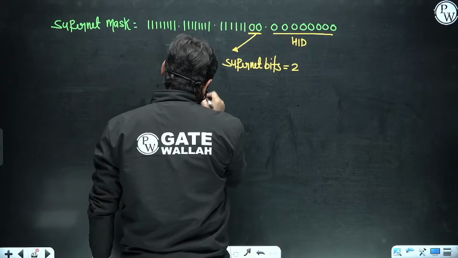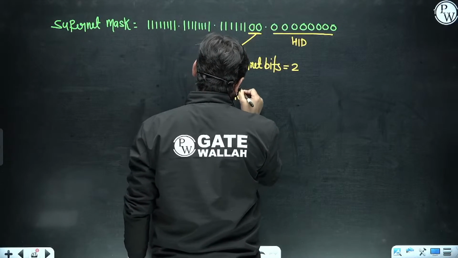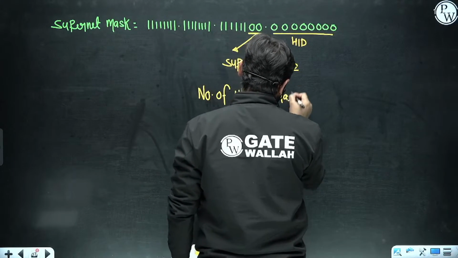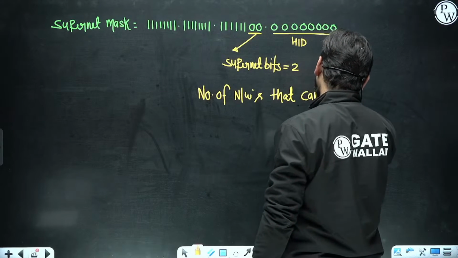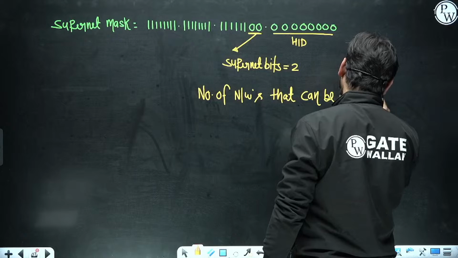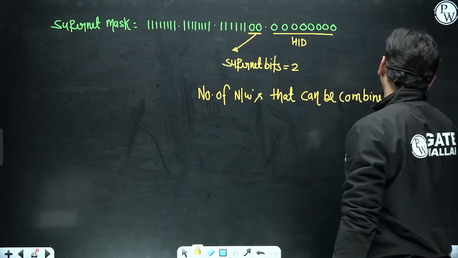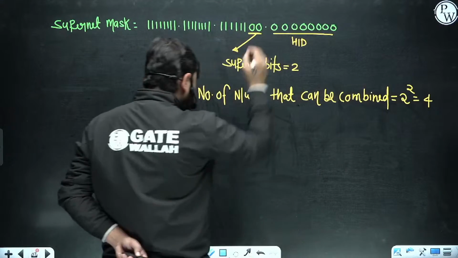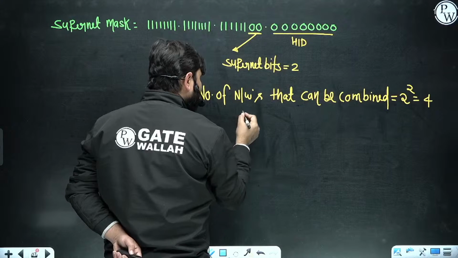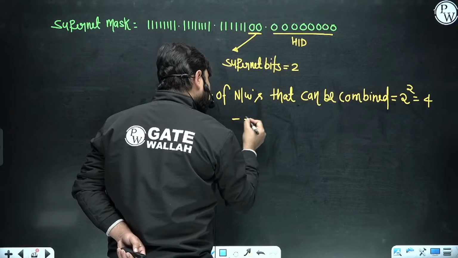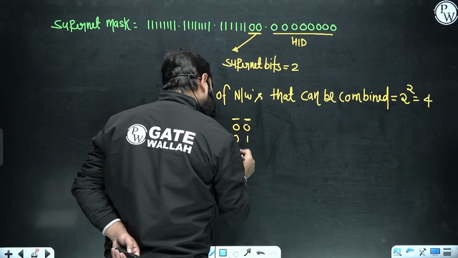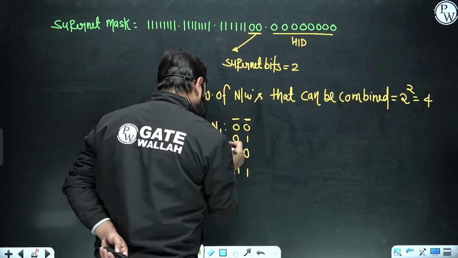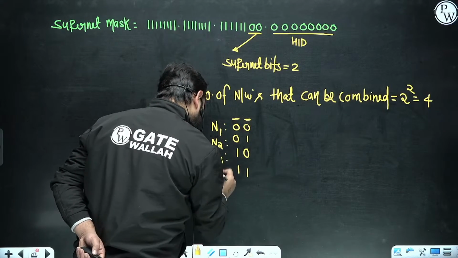So the number of networks that can be combined equals 2 power 2, that is 4. 4 networks can be combined. How? These 2 bits are the supernet ID. So we have 2 bits. How many combinations can we make? 4 combinations: 00, 01, 10 and 11. Suppose this is network 1, this is network 2, this is network 3, this is network 4. So we have 4 networks here.